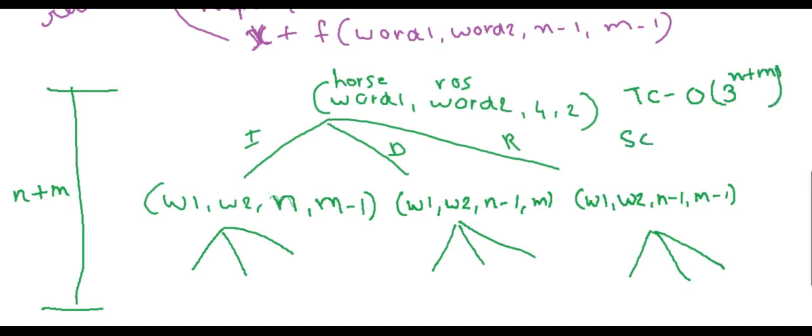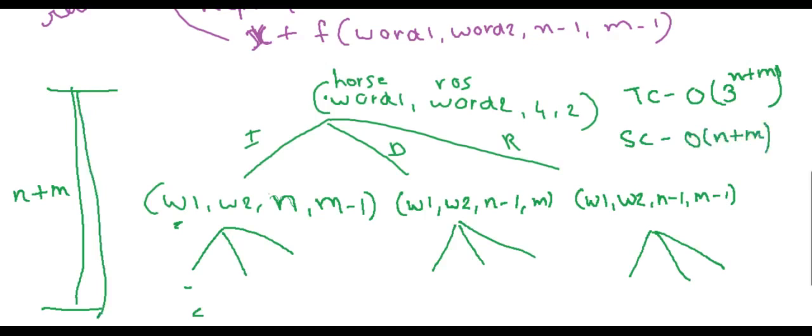Now what is the space complexity? Here the space complexity will be whatever the space that we are using for the recursive call stack. That means this function calls this function, this function calls this function, this function calls this function. So everything is in the stack, and once they return, it's popped out from the stack. So the maximum size of the stack will be the height of the tree, which is n plus m. So the space complexity will be n plus m.